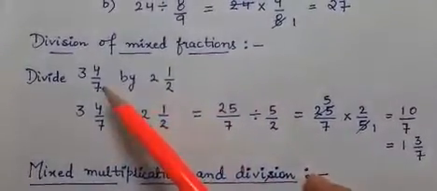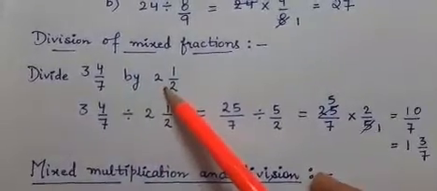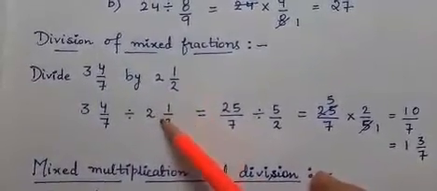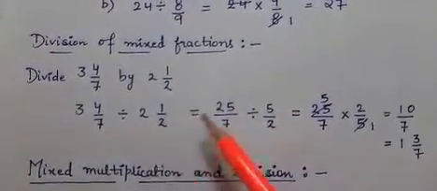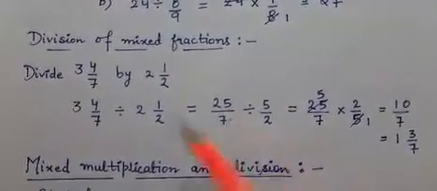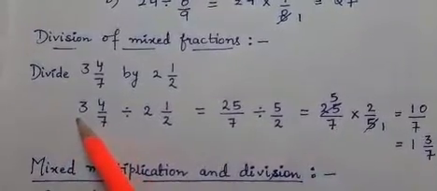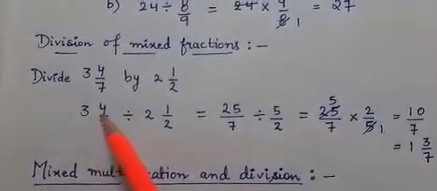Whenever I have to divide a mixed fraction by another mixed fraction, the first step is to convert it into an improper fraction. So I have converted this as 25 upon 7. How do we do it? 7 into 3 is 21 plus 4.